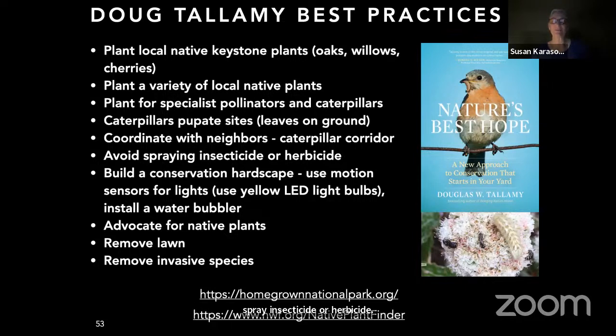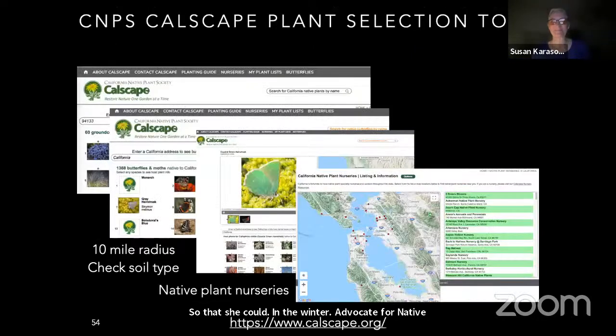Consider using motion sensors, and consider installing a water bubbler, especially if you want to see a lot of birds. A friend of mine in Virginia has got a heater in her three water bubblers so that she can have birds in the winter. Advocate for native plants, remove your lawn, and remove invasive species.